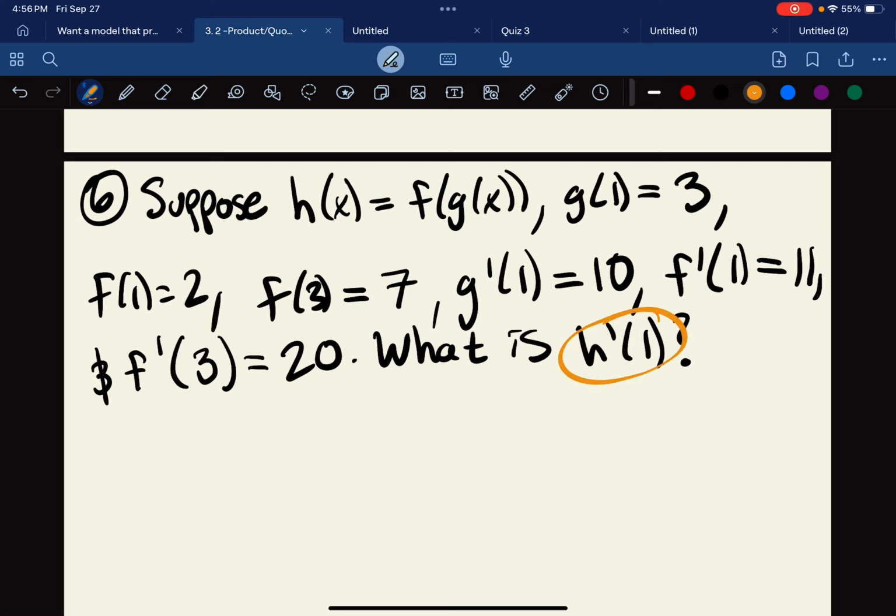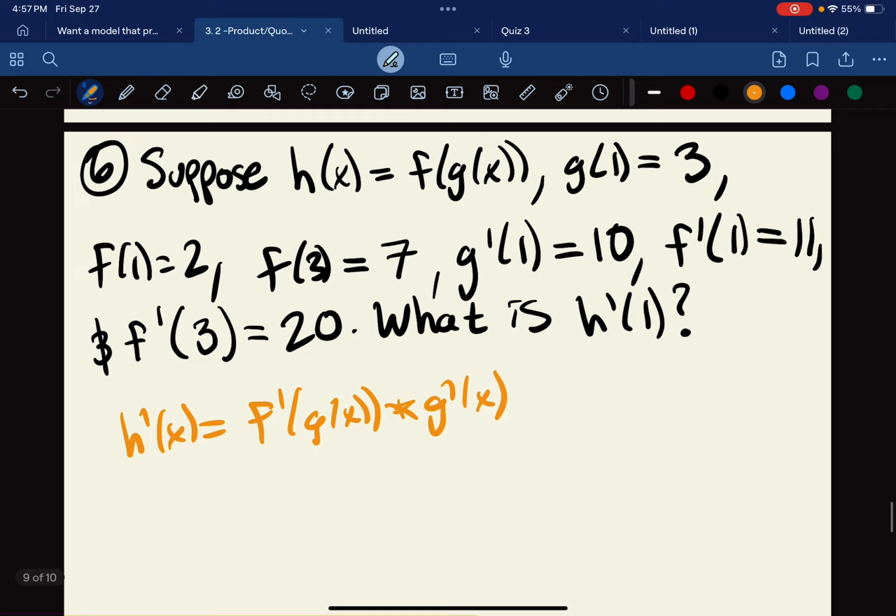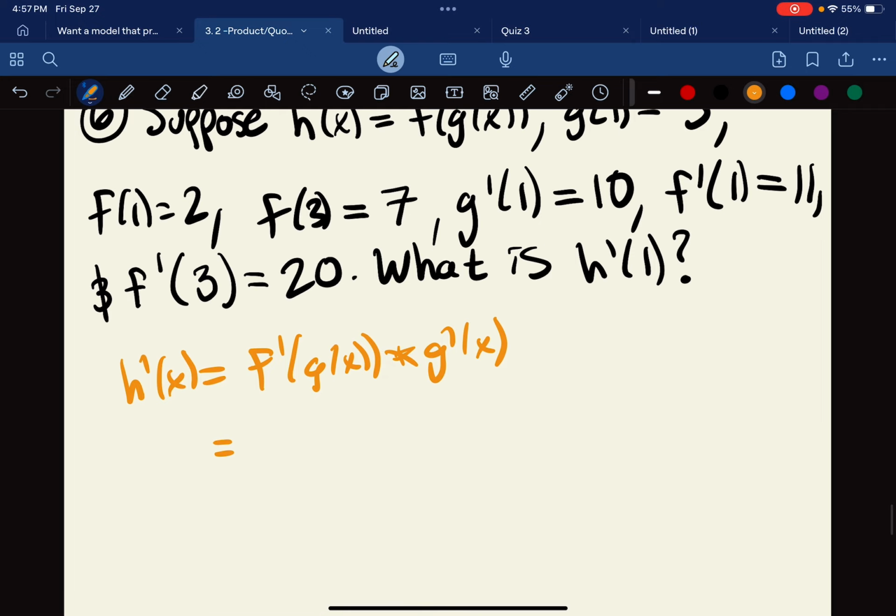So if it's asking you to take the derivative and it tells you that something is equal to a function of a function, right? Then you should know, okay, we're going to be using chain rule because we're taking the derivative of a function of a function. So we know the chain rule. That's f prime of g of x times g prime of x, where g is the inside function. So that's h prime of x. So if we want to find h prime of 1, instead of writing x, we just write 1.